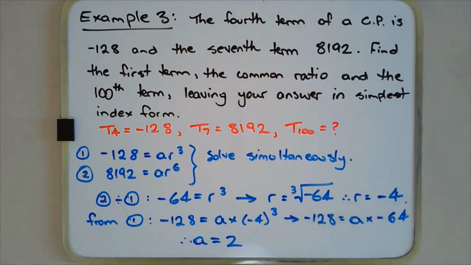So there's only one common ratio here, not two cases like in previous examples where you could have a positive R and a negative R. In this case, it's only a negative R. So we can use either equation 1 or 2 now to find the value of A. I've just chosen equation 1. Negative 128 equals A multiplied by negative 4 cubed. So we can use our value of R that we found, substitute it in here for R, and then solve for A. And we end up with A equals 2.